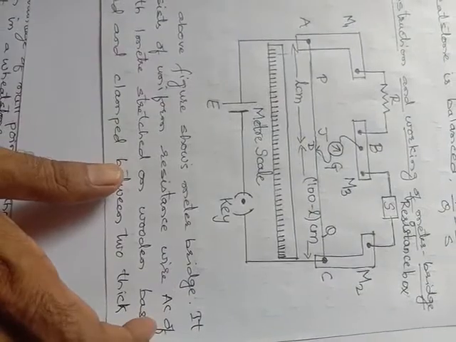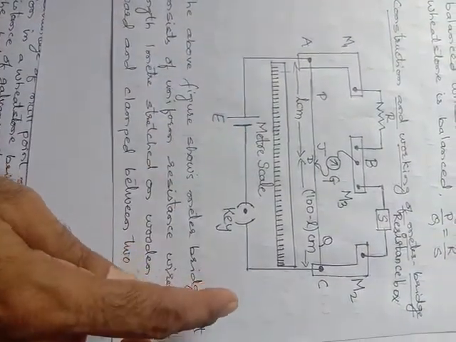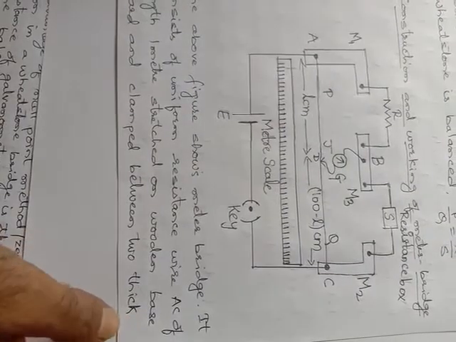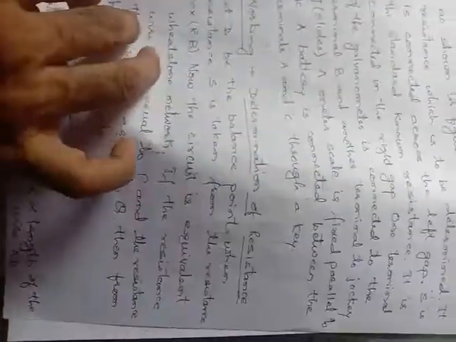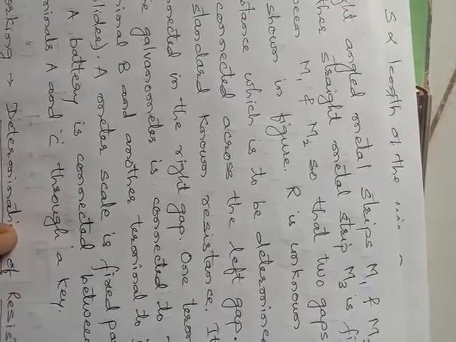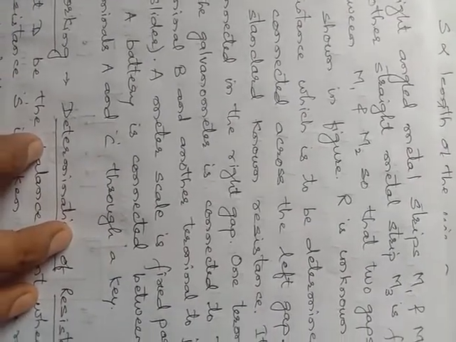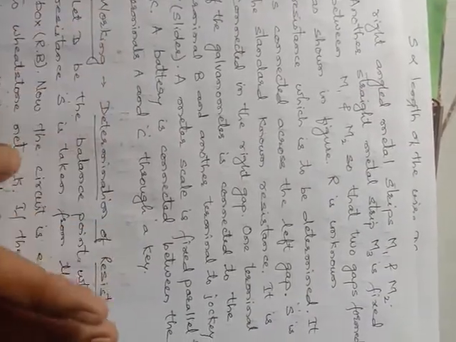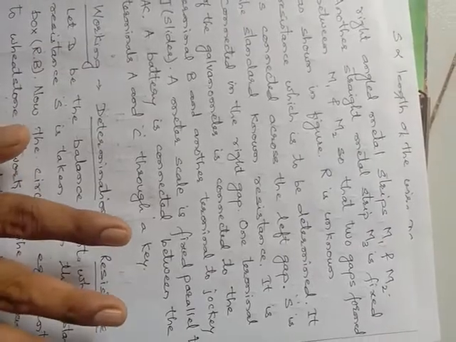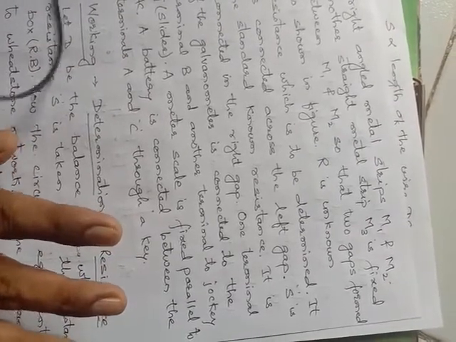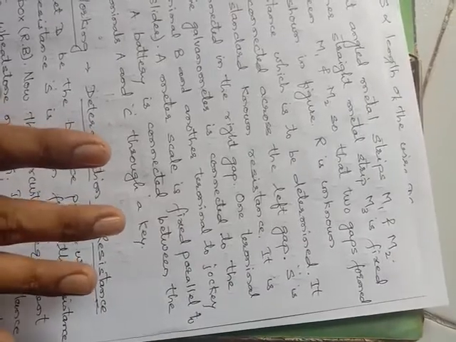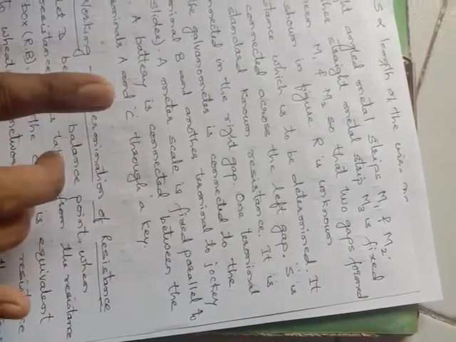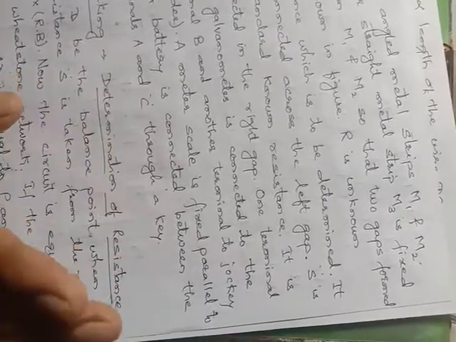Uniform resistance wire AC of 1 meter length is connected on the wooden board. It is clamped between the 2 thick right angle metal strips M1 and M3, with M2 in between, which is a straight metal strip. M1 and M2 are connected in such a way that there is a left hand gap and right hand gap. On the left hand gap, unknown resistance is connected, and to the right hand gap, known resistance is connected. A resistance box is connected to the right hand gap. Clear? So S is a standard known resistance which is connected on the right hand gap.